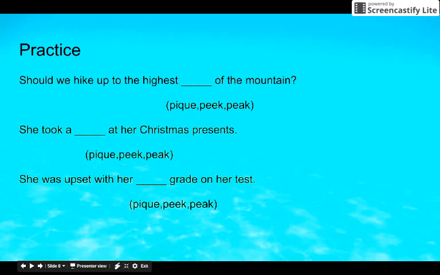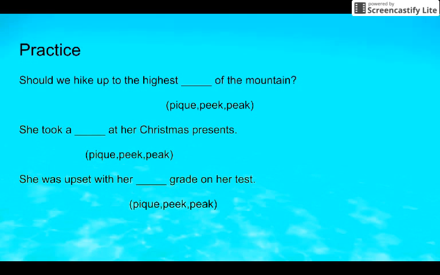Practice. You read the sentence and then you fill in the blanks with one of the three that you think is the right word. For the first one: she would hike up to the highest blank of the mountain. So that would be peak, as in mountain peak. The second one would be: she took a peek at her Christmas presents.